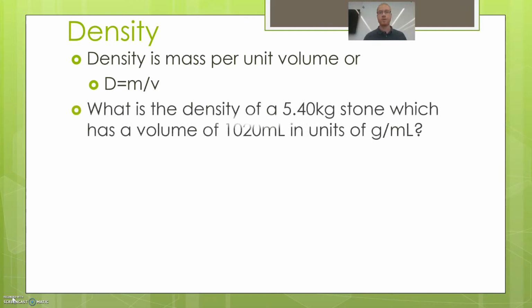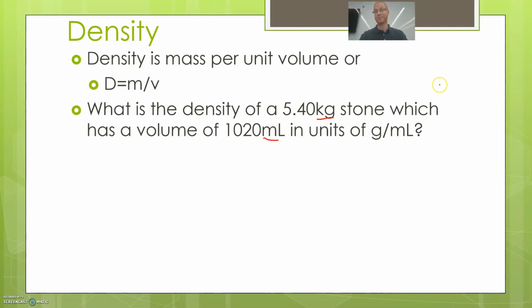Okay, so let's look at a couple examples. All right, it says what is the density of a 5.40 kilogram stone if it has a volume of 1020 milliliters in units of grams per milliliter? I want my density in units of grams per milliliter. So I have milliliters right here, but here I have kilograms. So the first thing I've got to do is change kilograms to grams.